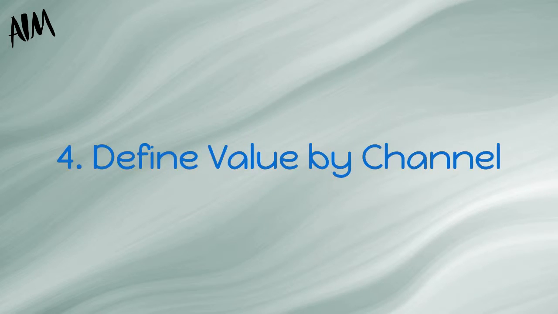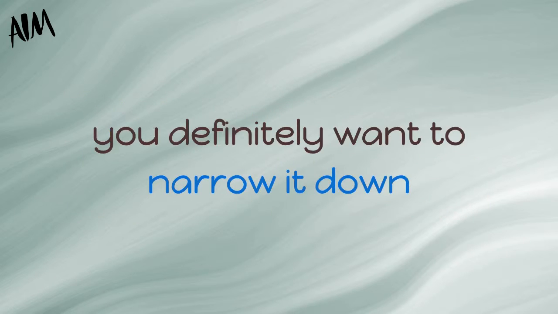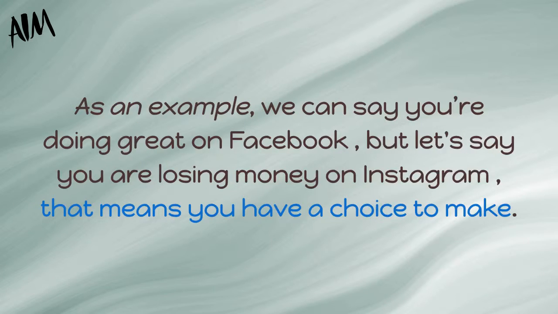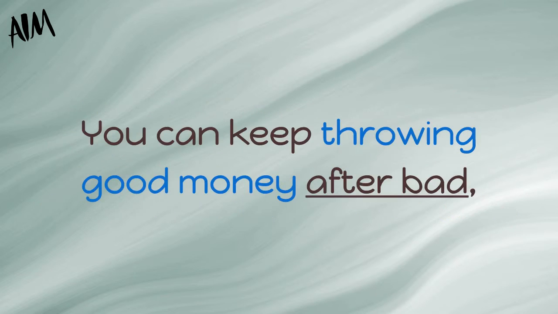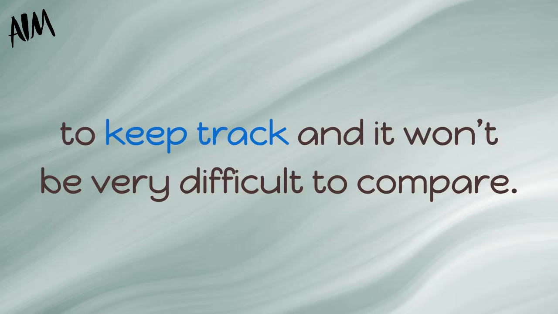It makes sense to define value by channel. If you don't just want to figure out the value for your social media overall, you definitely want to narrow it down and figure out how much you're accomplishing with each channel. As an example, we can say you're doing great on Facebook, but let's say you are losing money on Instagram. That means you have a choice to make. You can keep throwing good money after bad, or you can put your investment into Facebook. Just enter the numbers into a simple spreadsheet to keep track, and it won't be very difficult to compare.